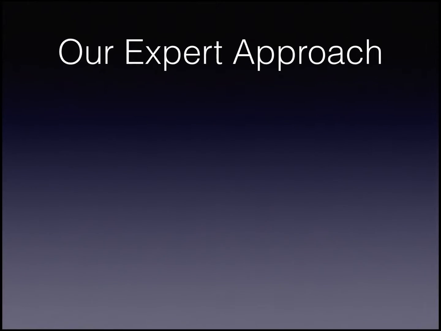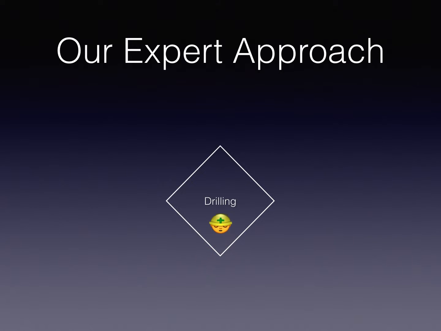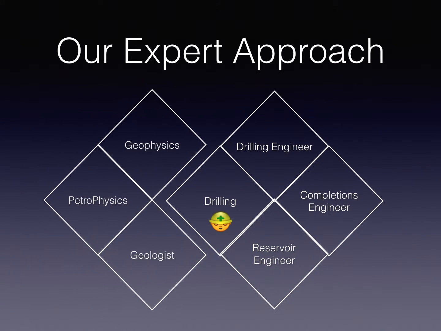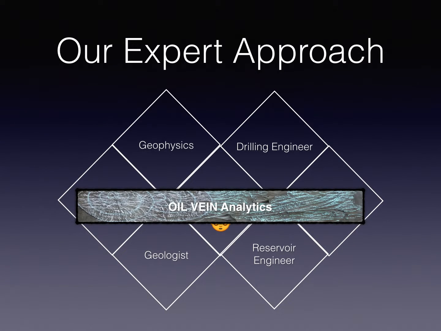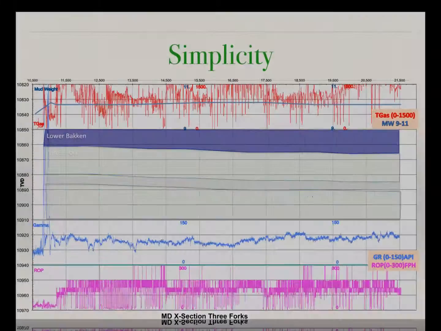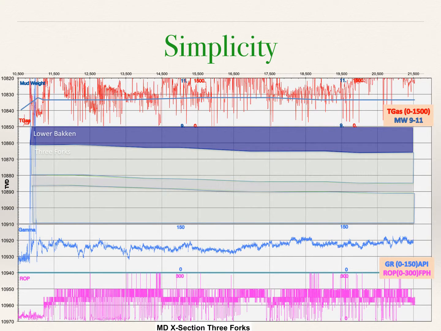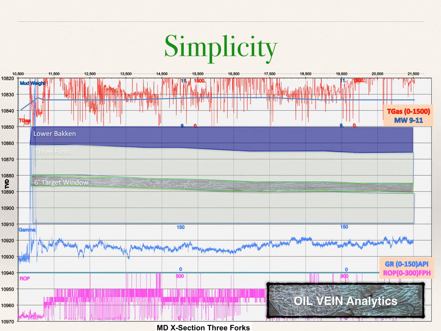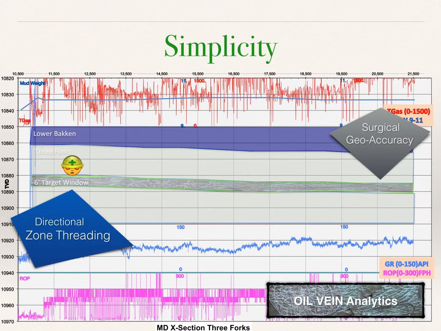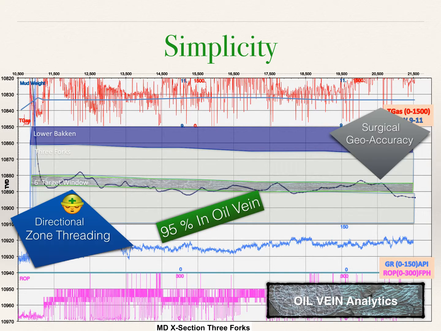We take an expert approach, starting with drilling. We bring our engineering, we bring geophysics and petrophysics together. And we put together a new program to analyze these oil veins, which we call oil vein analytics. Now, simplicity, this is all it is. We can identify oil veins, target them, and then with our surgical geo-accuracy and directional zone threading, we can literally thread these veins. Get over 90% in the veins, meaning we can get much more production.